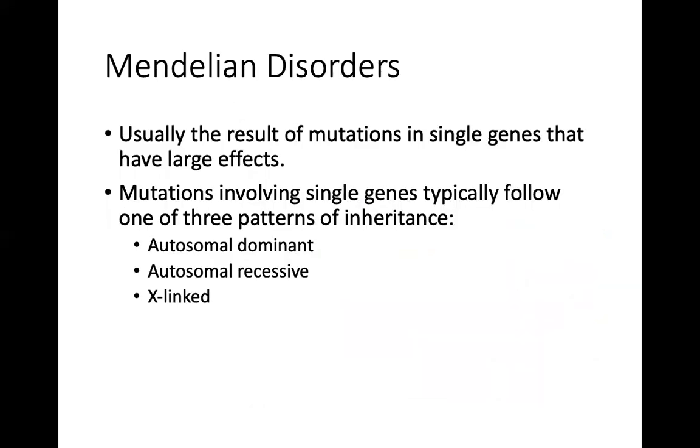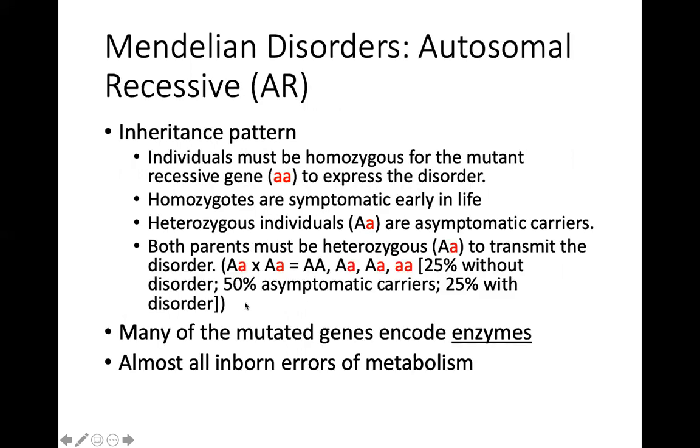We go now to your Mendelian disorders. Remember that Mendelian disorders are usually the result of mutations in single genes that have large effects. And mutations involving single genes typically follow one of three patterns of inheritance: autosomal dominant, autosomal recessive, and X-linked. And remember, X-linked can be X-linked recessive or X-linked dominant.